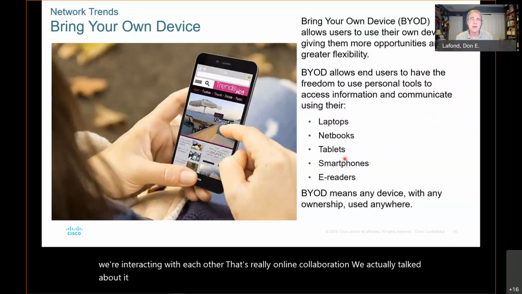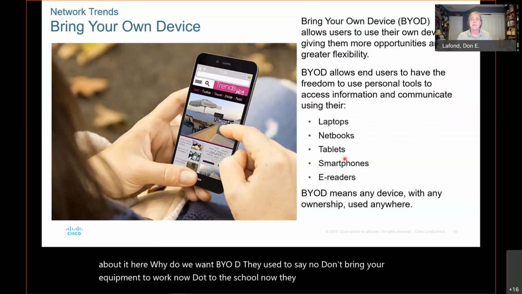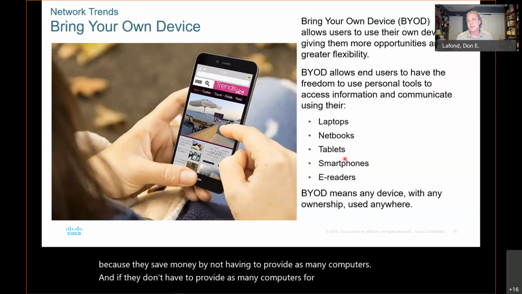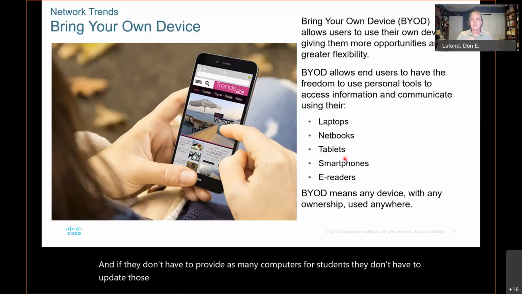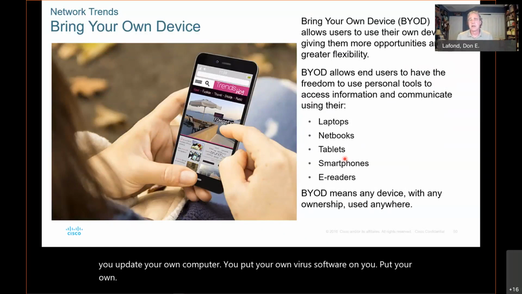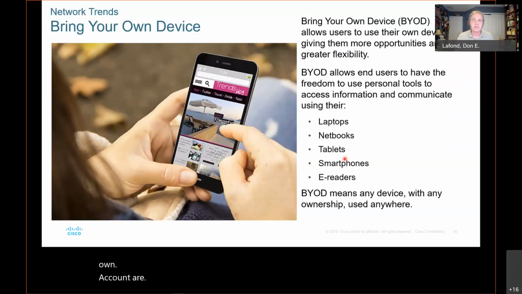Why do we want BYOD? They used to say, no, don't bring your equipment to work. Now, to the school, they don't do that because they save money by not having to provide as many computers. And if they don't have to provide as many computers for students, they don't have to update those computers every 3 years. You bring the device, it's your computer. You update your own computer. You put your own virus software on there. You put your own protections on there, password security, stuff like that.